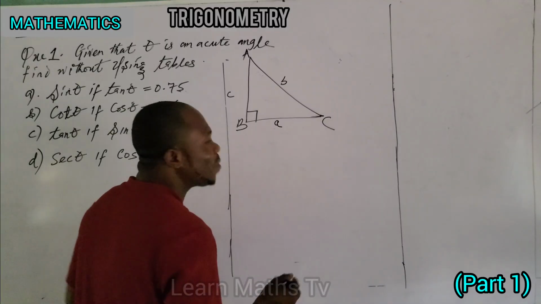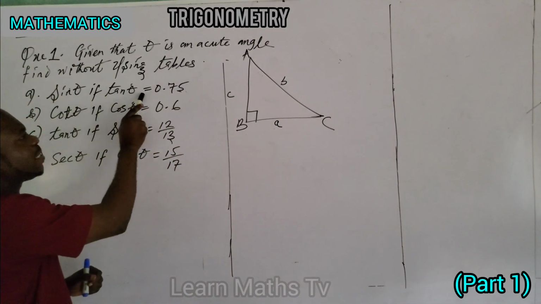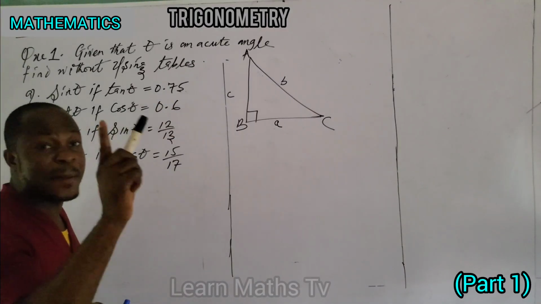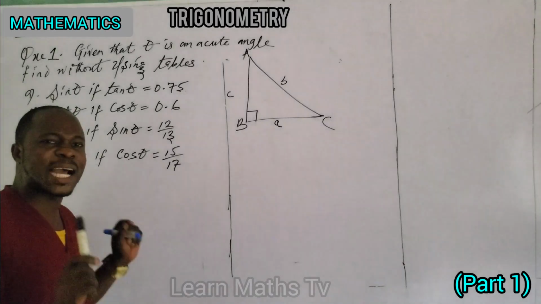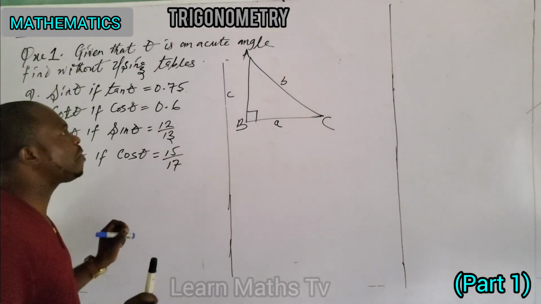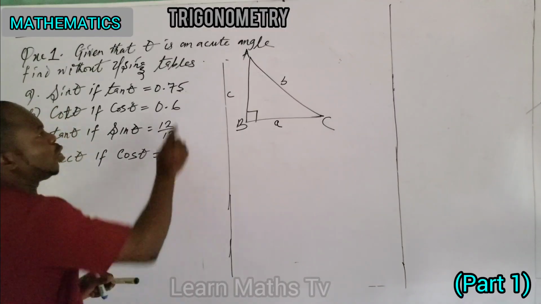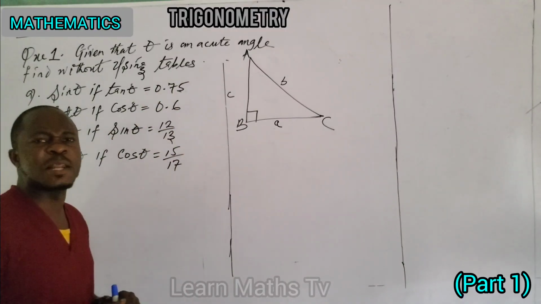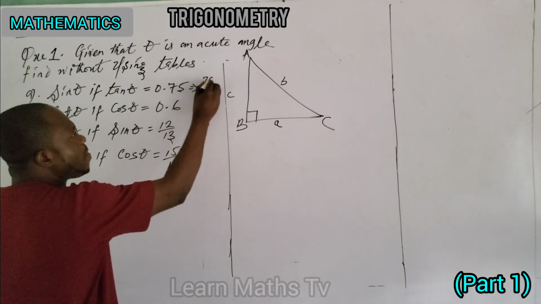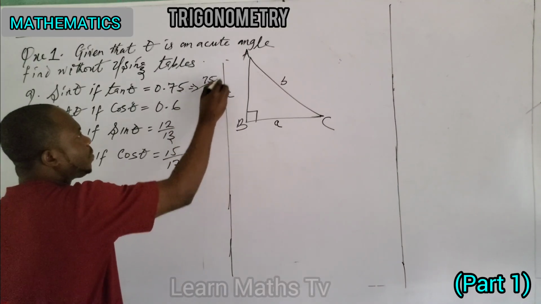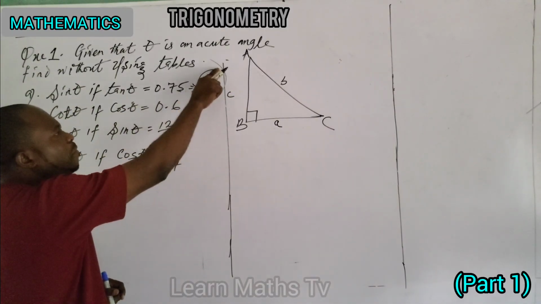Good. Now, going back to the question, we're asked to find sin theta if tan theta is 0.75. Remember, the question says without using tables. It means that a calculator is not permissible, or solving and showing your decimals is not permissible. So we're going to convert 0.75 to a fraction. 0.75 simply means 75/100. So our tan theta now will be 75/100.